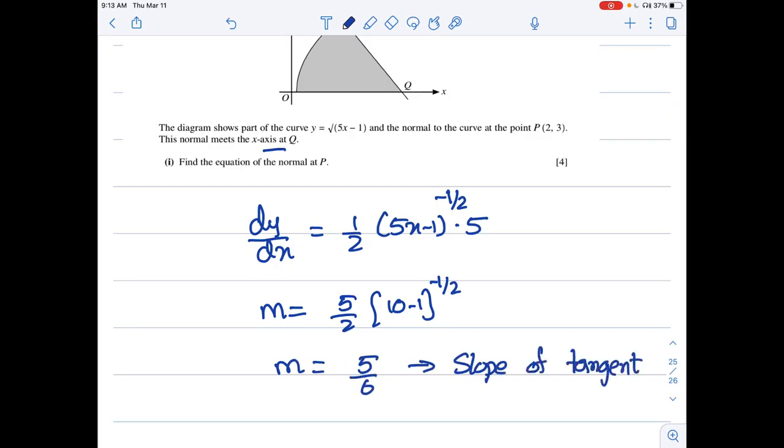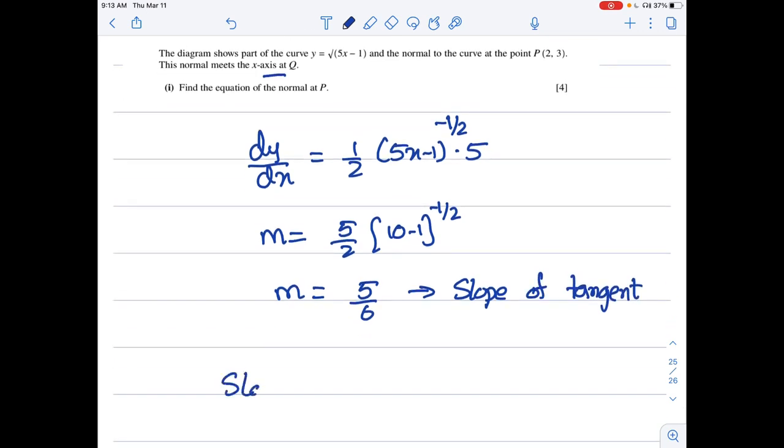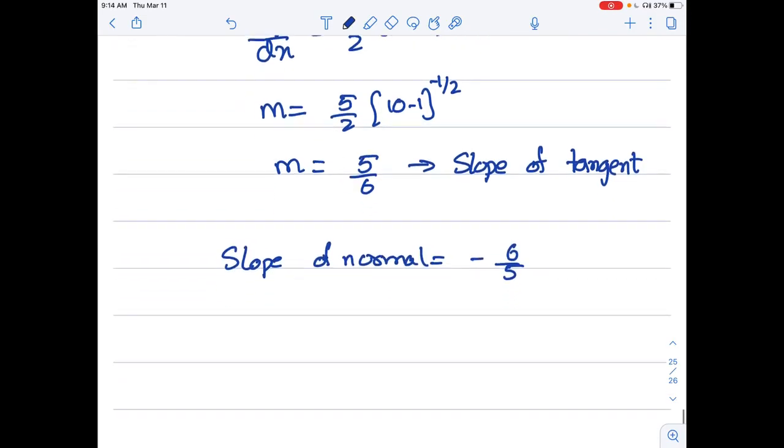But I'm talking about the normal, so I require the slope of the normal. What will be the slope of the normal? The slope of the normal will be minus 6 upon 5. Now I want to know the equation of the normal. Equation of the normal: I use the formula y minus y1 equal to m times x minus x1.